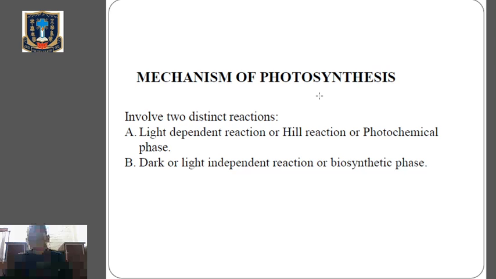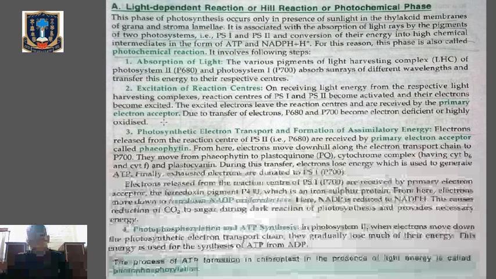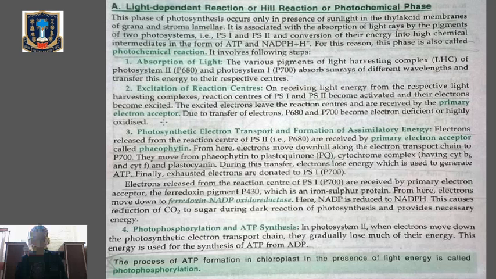So let's talk about the first one, which is called the light dependent reaction or Hill reactions, also called the photochemical phase of photosynthesis. Since the name tells light dependent phase, this reaction occurs in the presence of light and it takes place in the thylakoid membrane of grana and the stroma lamellae. So this reaction takes place in the presence of sunlight, in the thylakoid membrane of grana and the stroma lamellae.